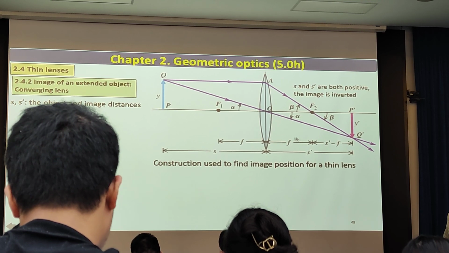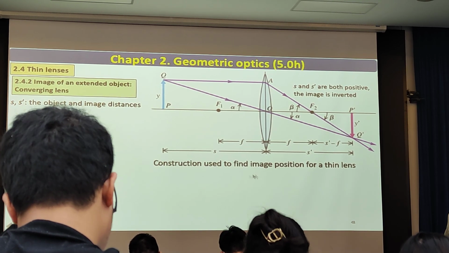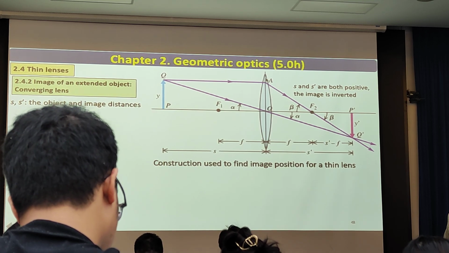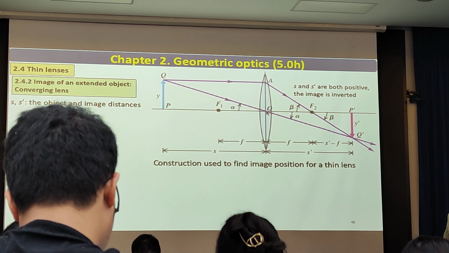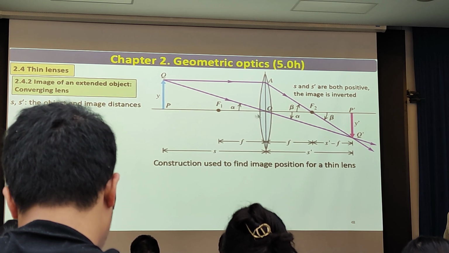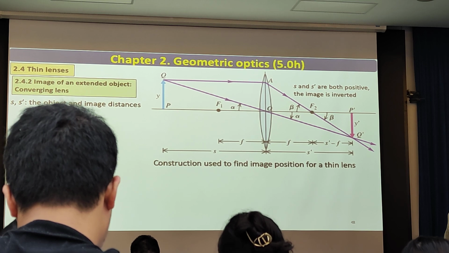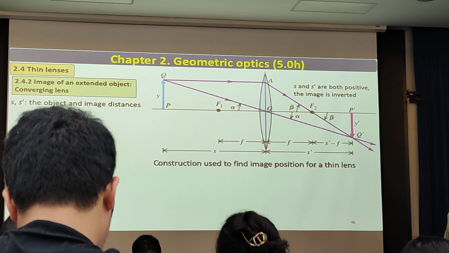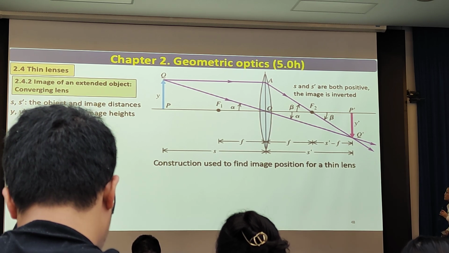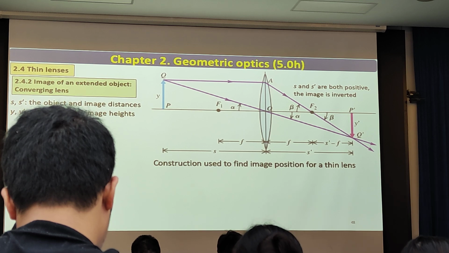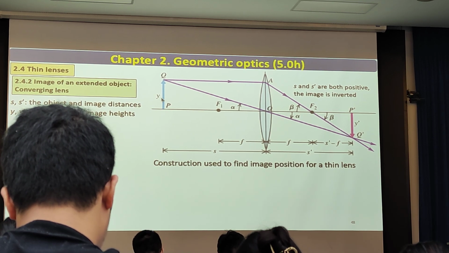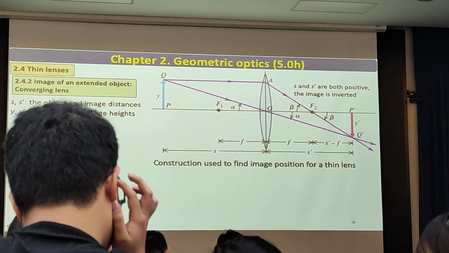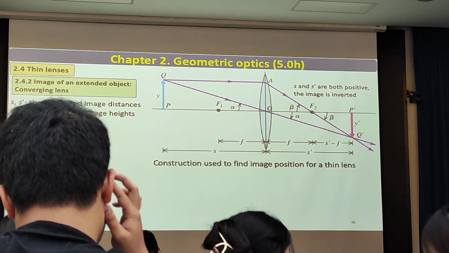And then it will go parallel to the optic axis also. So S is the distance from the object PQ to this point O, the lens, which is the object distance, and S prime is the distance from the image, P prime Q prime, to O, the image distance. Y is the height of the object, and Y prime is the height of the image. So you have Y and Y prime as the object and image height.